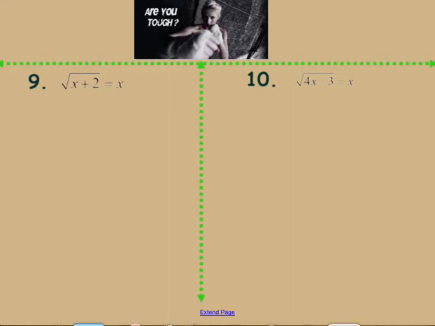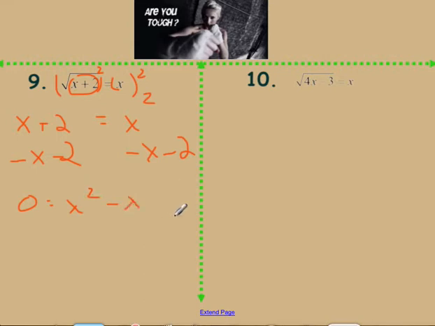So here, I notice that my radical is already isolated, so I'm going to square it. When I square it, my x is going to end up getting squared. So I'm going to have x plus 2 on one side, and on the other side I'm going to have x squared. So I need to bring my x's over to the other side. I'm going to subtract over my x and my 2 because that makes it easier. So I have 0 is equal to x squared minus x minus 2.